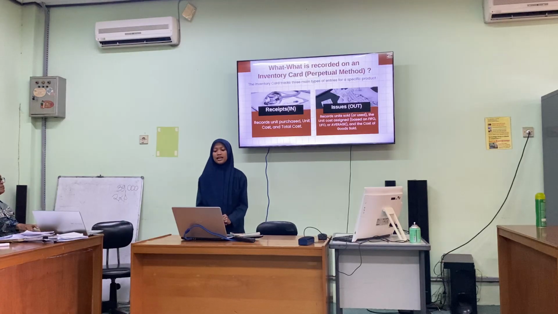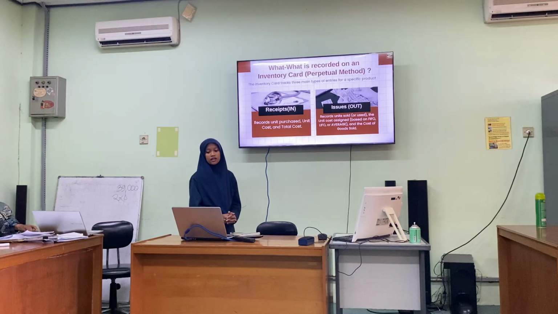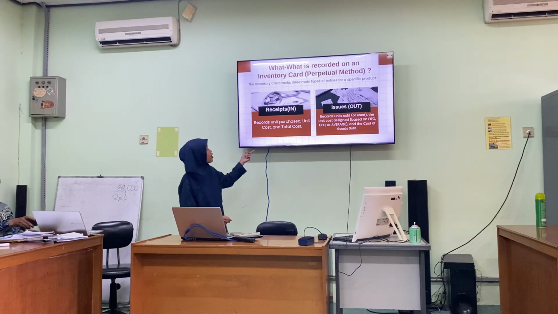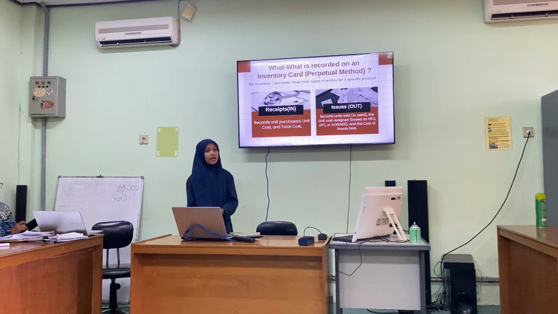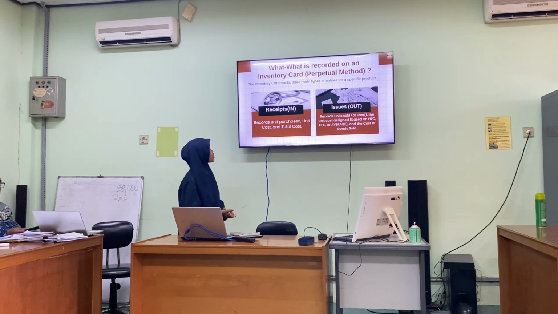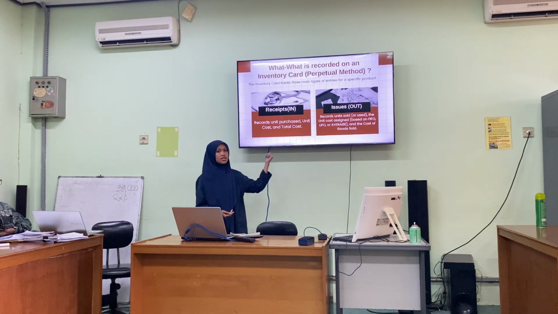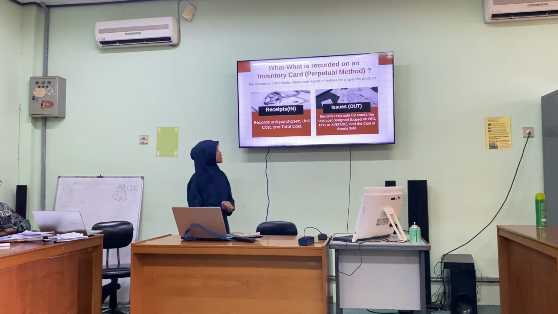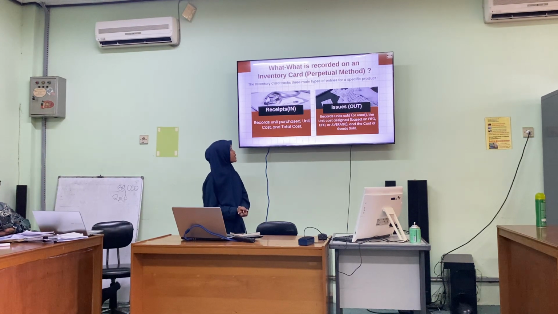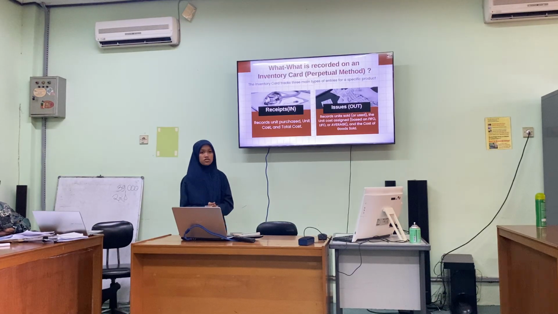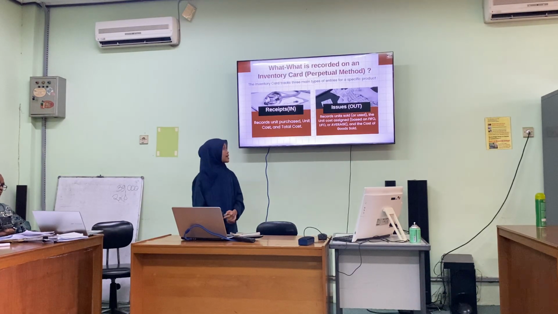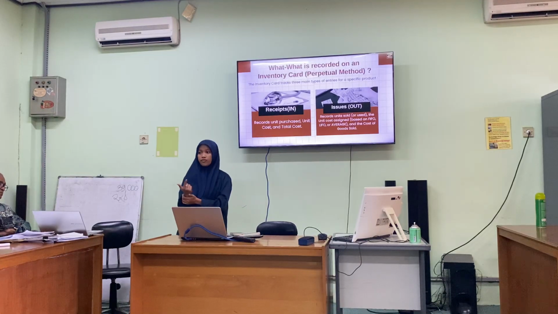Next, what is recorded on an inventory card? The inventory card tracks three main types of entries for a specific product. The first is receipt, or in. The receipt records unit purchased, unit cost, and total cost. The second is issues, or out. The issues record units sold or used, the unit cost assigned based on FIFO, LIFO, or average, and the cost of goods sold.